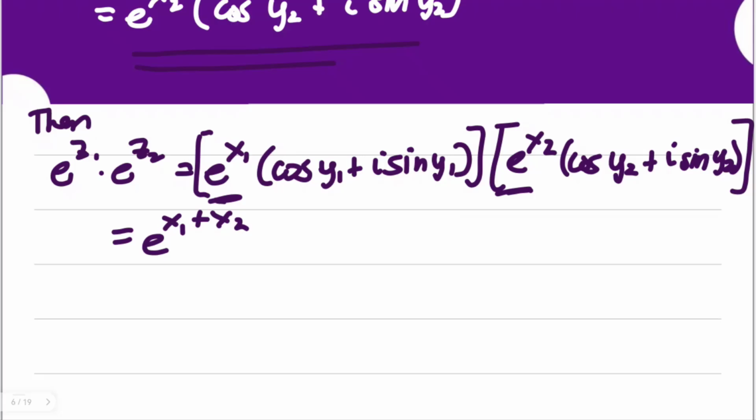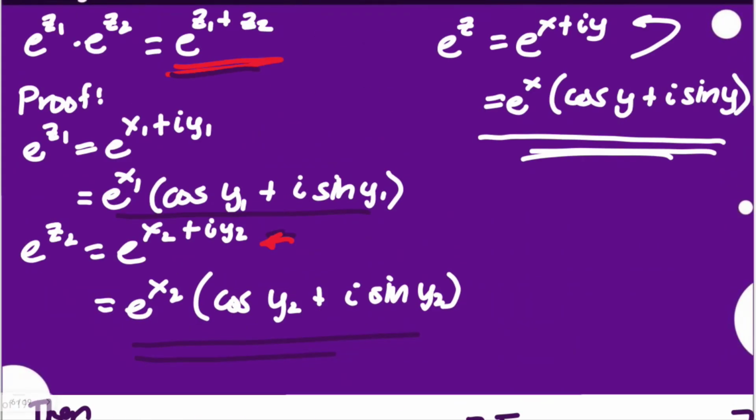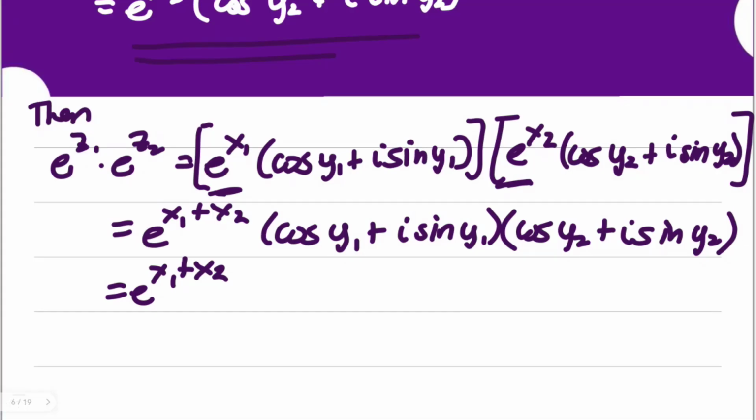For the next one, we have cosine of y sub 1 plus i sine y sub 1 times cosine of y sub 2 plus i sine of y sub 2. The first term is really okay, because later on we're going to connect it to that. The next part is to multiply the two binomial expressions. So we're going to use the FOIL method.